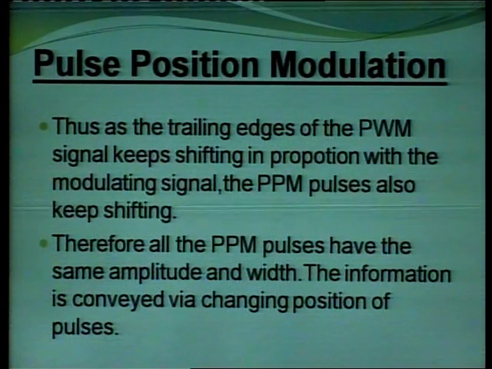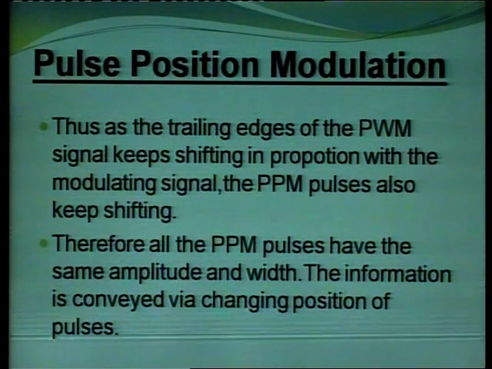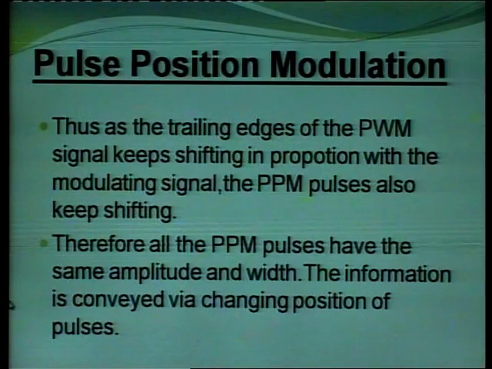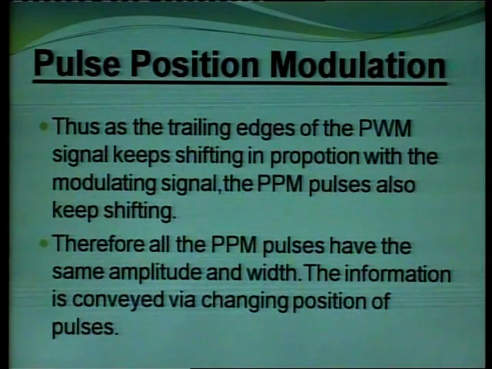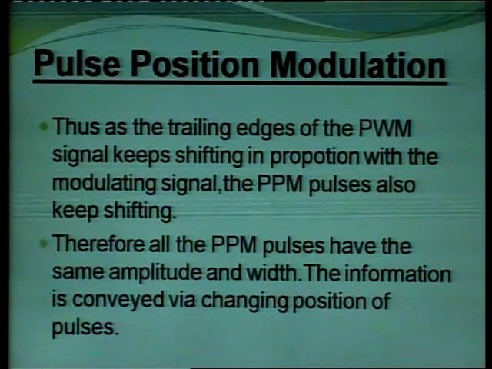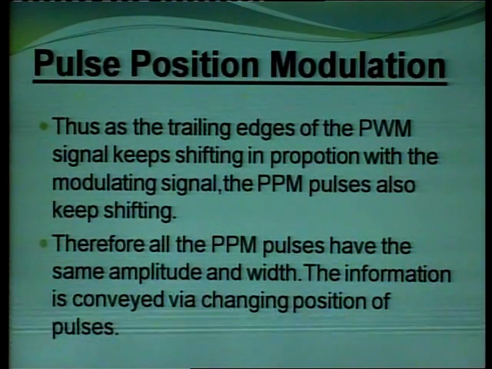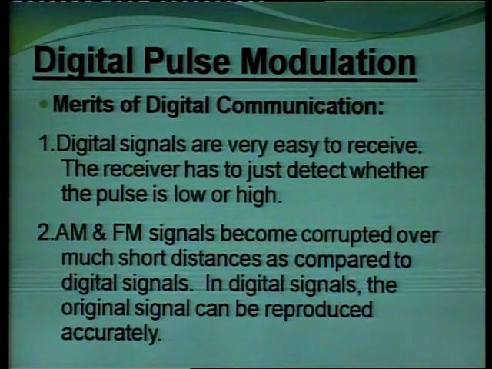Therefore, all the PPM pulses have the same amplitude and width, but the information is conveyed via the changing position of pulses. So, in case of PAM, pulse amplitude modulation, the information is in the changing amplitude of pulses. In PWM, the information is in the changing width of the pulses, whereas in case of PPM, the information is contained in the changing position of pulses. These all three are the analog pulse modulation techniques.